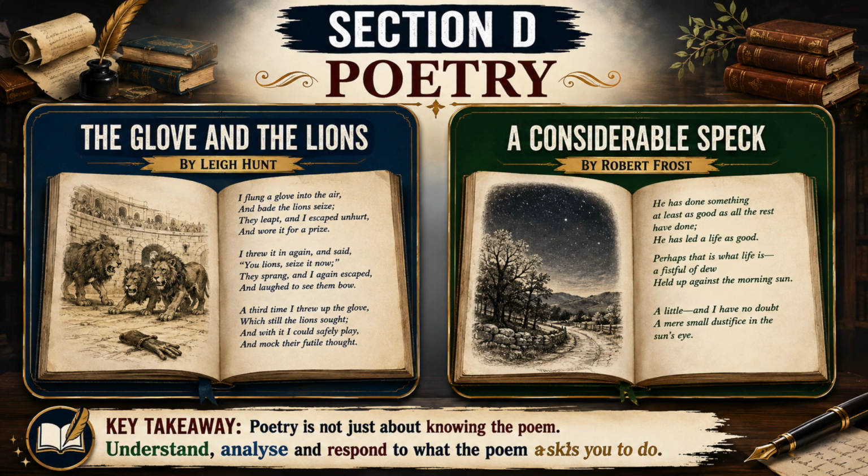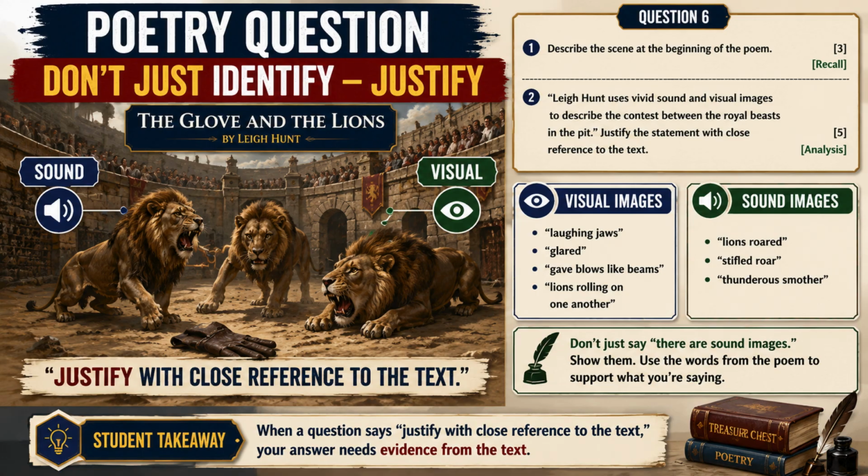The specimen uses 2 poems. The Glove and the Lions by Leigh Hunt, and A Considerable Speck by Robert Frost. And once again, the questions show us that poetry preparation cannot stop at simply knowing the poem's summary. Look at question 6. The first part asks you to describe the scene at the beginning of the poem. Then the next part says, Leigh Hunt uses vivid sound and visual images to describe the contest between the royal beasts in the pit. And the instruction is, justify the statement with close reference to the text.